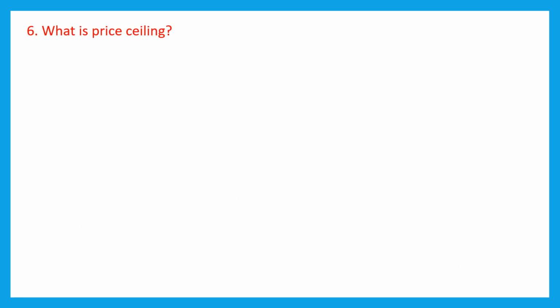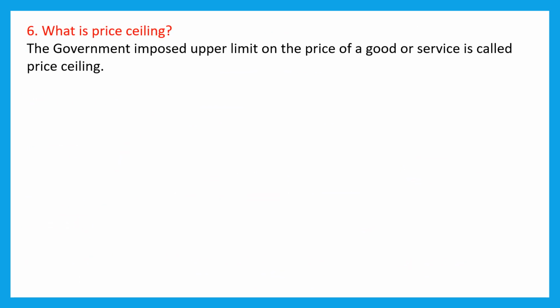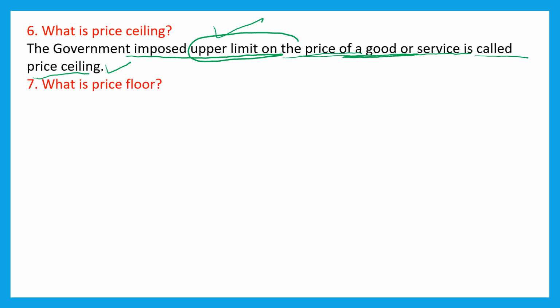Next one, what is price ceiling? The government imposed upper limit on the prices of goods or services is called price ceiling. Upper limit on the prices of goods and services is called price ceiling. What is price floor?